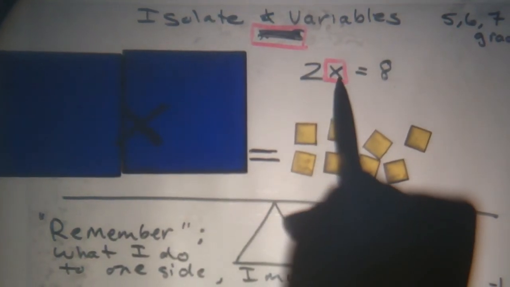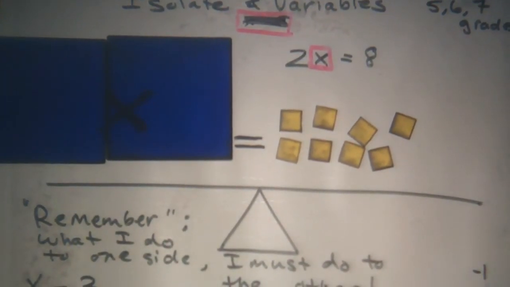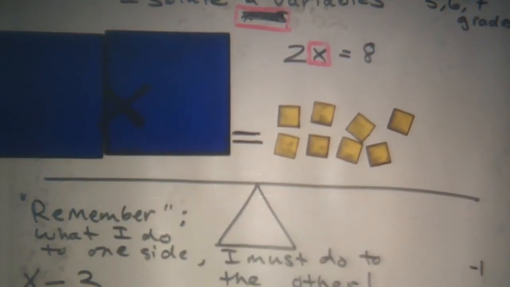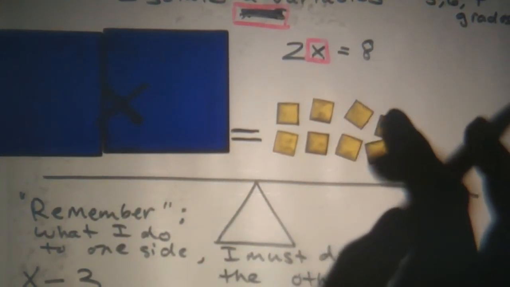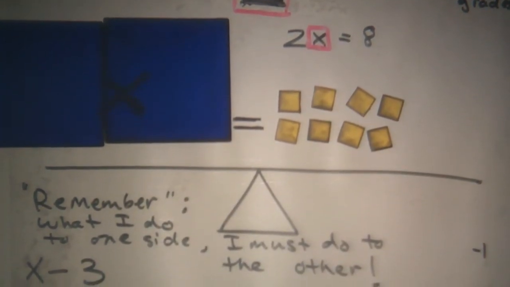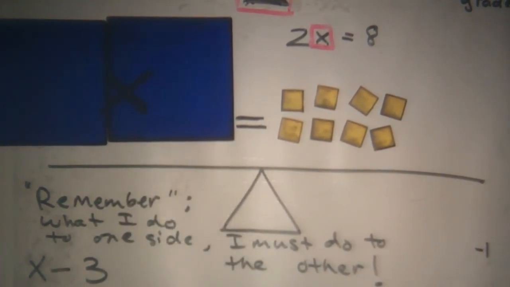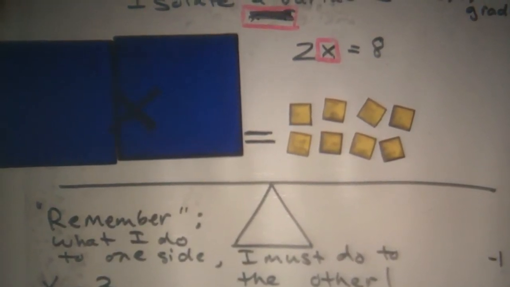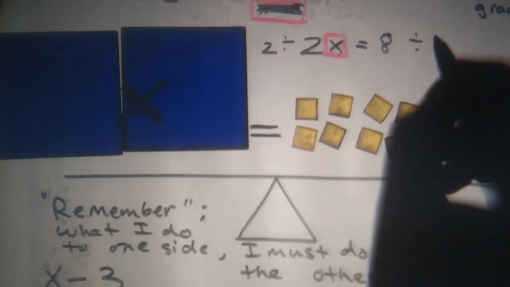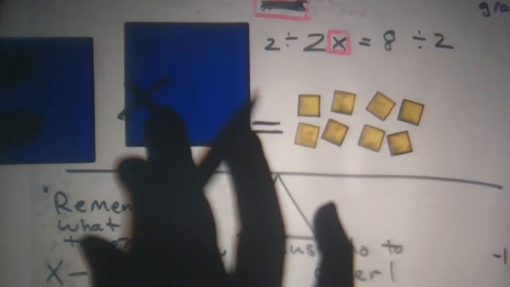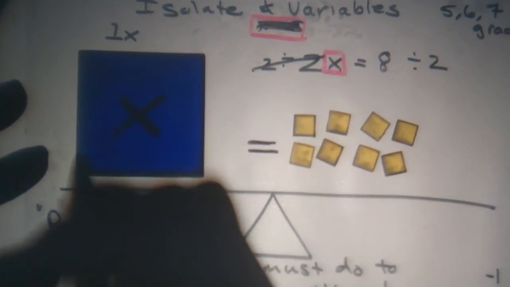Now this means 2 times x. What's the opposite of multiplication? Division. What do I have to do now? I have to divide this by 2. If I divide this by 2, I have to do that to the other side as well. So if I get rid of this 1x, I have 1x. X has that imaginary 1 symbol in front of it, so it's 1x, or just simply x.